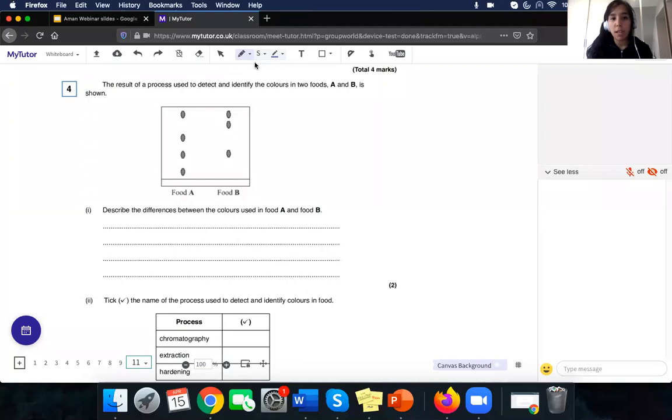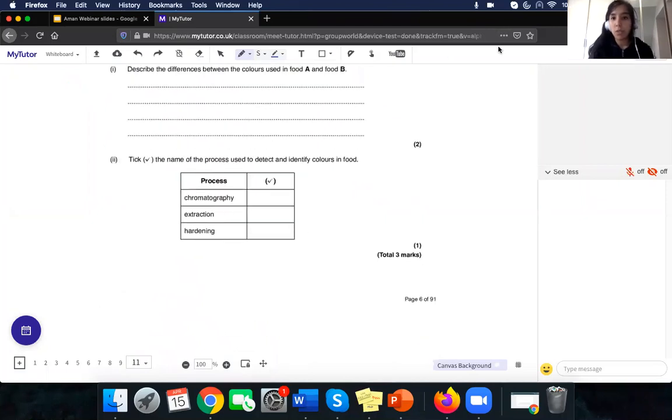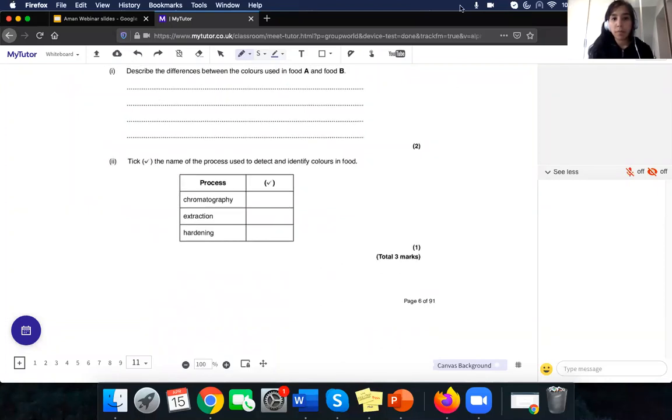We've said that food A has 4 colourings in and food B has 3. And great, so the second mark would come from the fact they share 2 substances. There's 2 substances they share, this one and this one. So 1 mark comes from food A has 4 colourings in it and food B has 3, and they share 2 colourings. That's the second mark. I've said already what this process is, but what's this process called? Yep, chromatography. Well done.